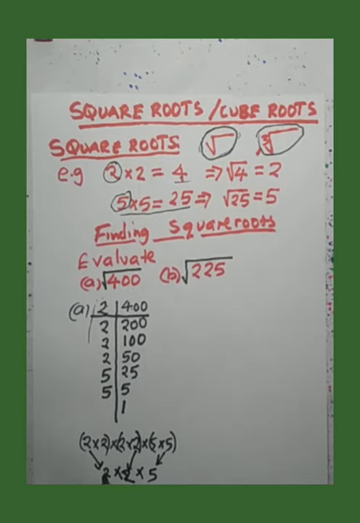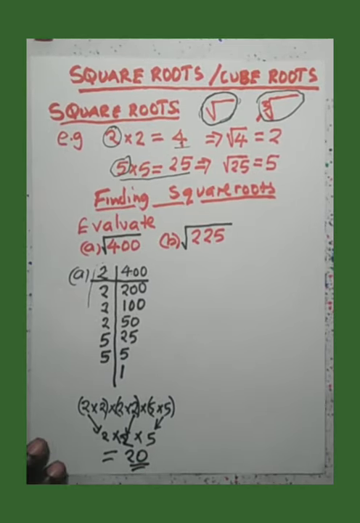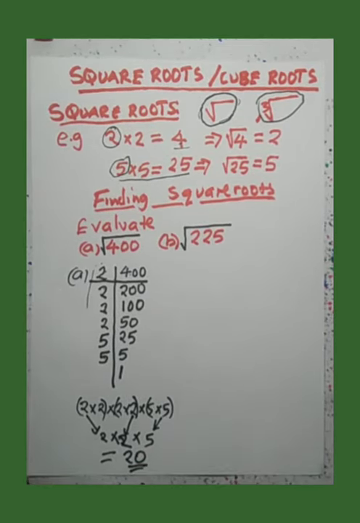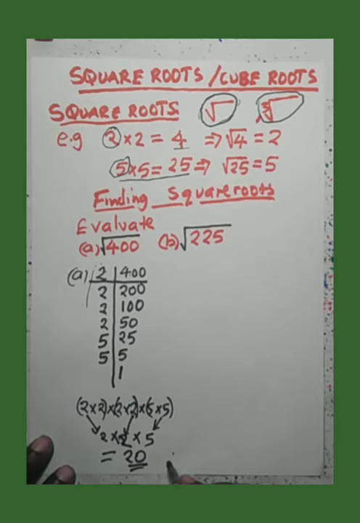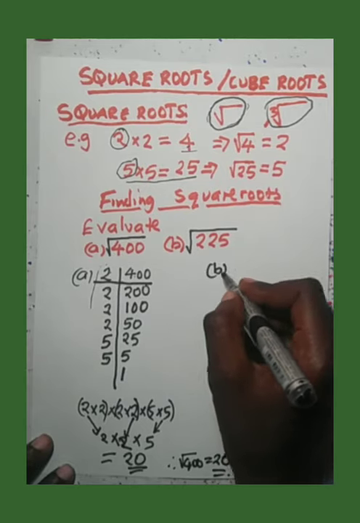Okay, and then we multiply 2 times 2 is 4, times 5. We end up with 20. So 20 is the square root of 400, which can also be written, and we say, okay, the square root of 400 is 20. Okay, so that's what we have. So now let's go to the next question.